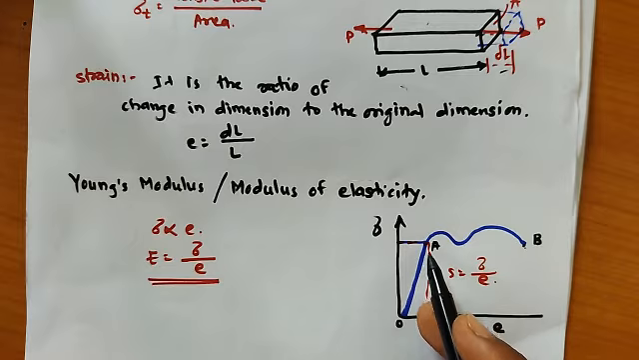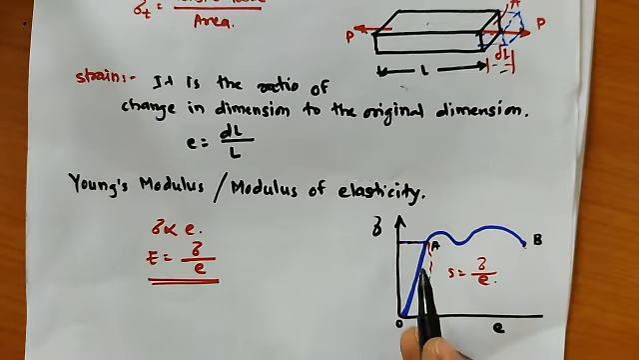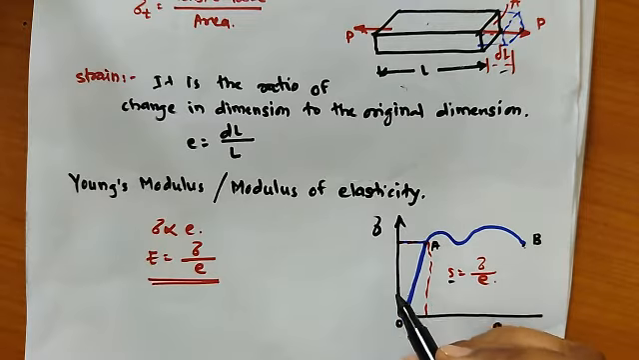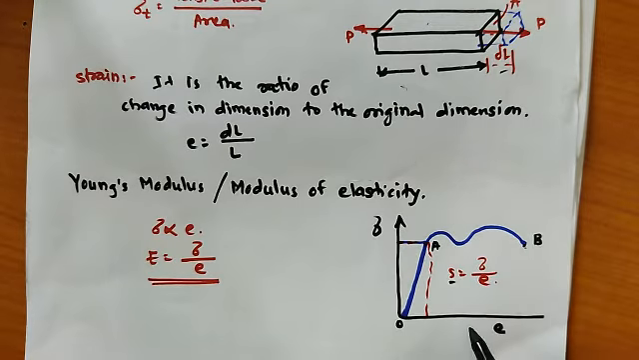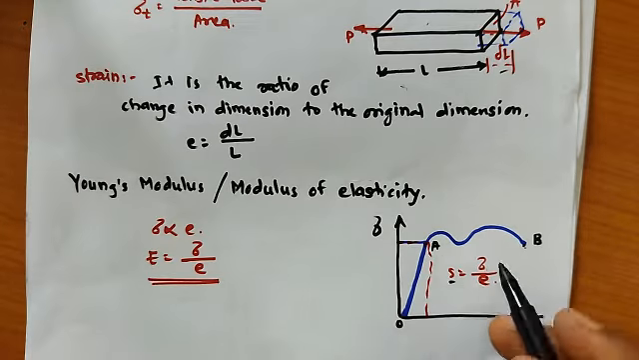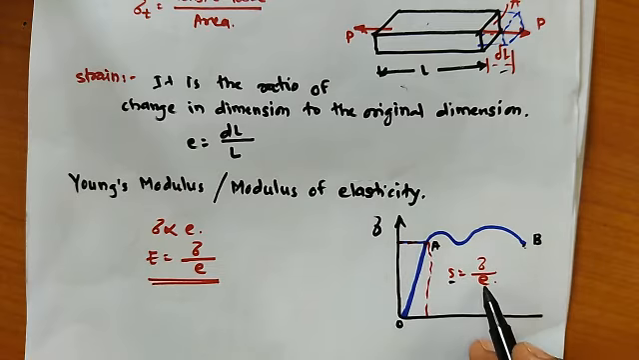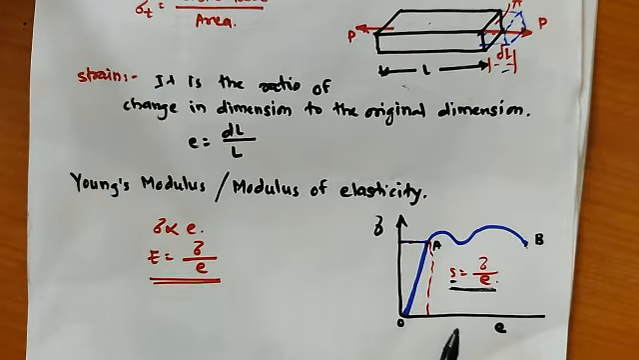So in a straight line curve, suppose we find out the slope of this curve. The slope of this curve is the change in y direction over the change in x direction of this graph. For the change in y direction, we are taking sigma, the stress, up to this point, and for the change in x direction, the strain. So this is the slope. This slope will be constant.